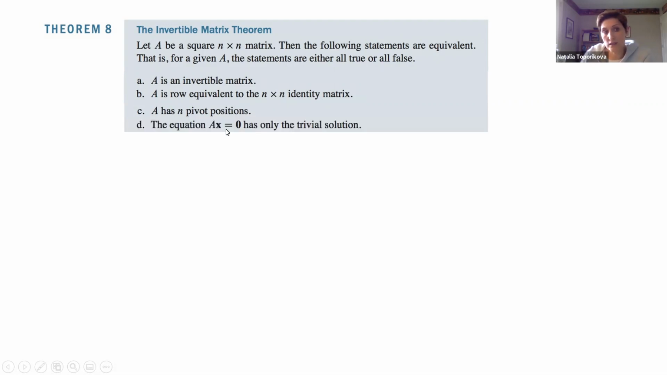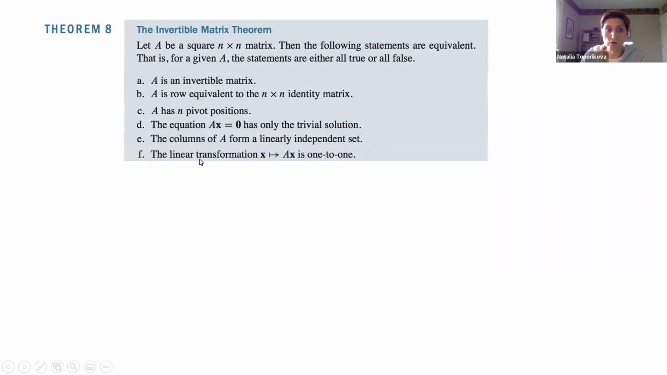And also, if any of the properties A to C are true, then the homogeneous equation written for our matrix A has only the trivial solution. Also, the columns of our matrix form a linearly independent set. You see how we're tying together so many definitions we learned. Also, the linear transformation formed by our matrix would be one-to-one.